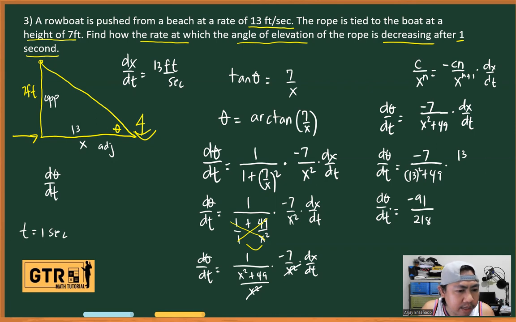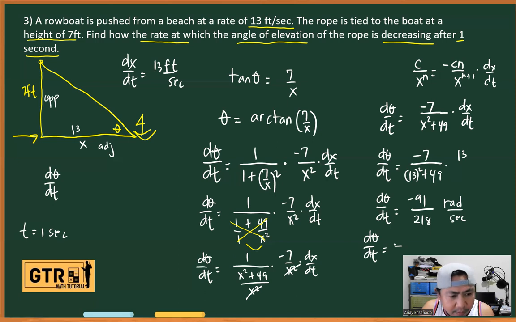So the unit of theta is radian. Radian per, ang unit natin ay second. So radian per second. So therefore, d theta over dt, yan yung rate ng angle of elevation. Decreasing siya, decreasing kaya negative. So syempre habang tinutulak ito, yung angle natin liliit kasi lalayo siya eh.